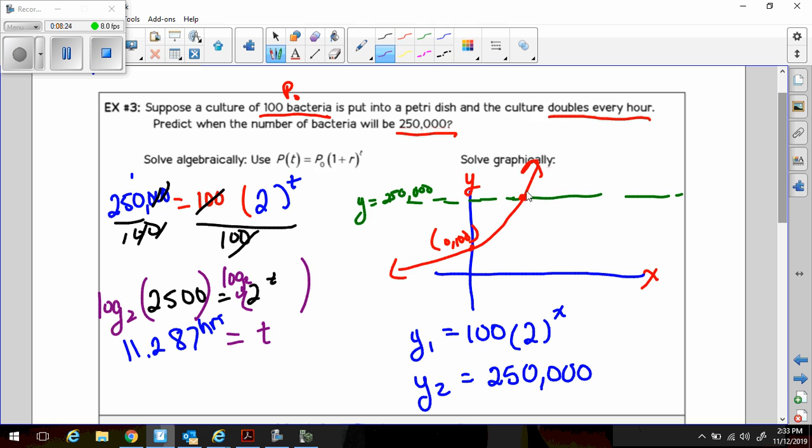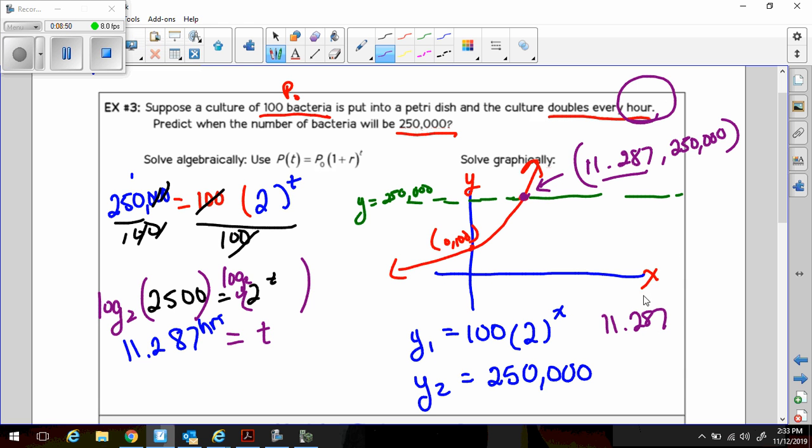This point right here where they touch, this is my solution, where they intersect. And this point, if you click on it on Desmos, is 11.287, comma, and then it tells you 250,000, obviously. So they don't want to know how much it is, they want to know where. The where is the x value, so this is my where. This is 11.287, and this one is in hours.